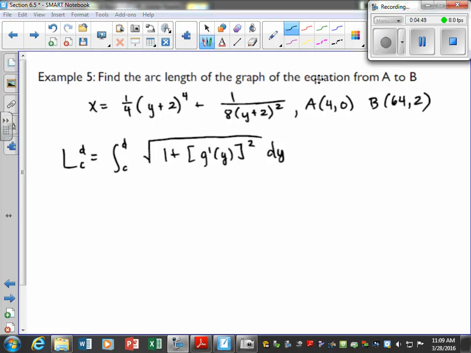Okay, so now we're going to find the arc length of a given graph. This time we were given an x equals. So let's go ahead and integrate with respect to y since it's set up for that. So we want to make sure that we use y values for our intervals, our c and d, and we're going to plug it in here. Now the first thing we want to do is find the derivative. So let's work on that.